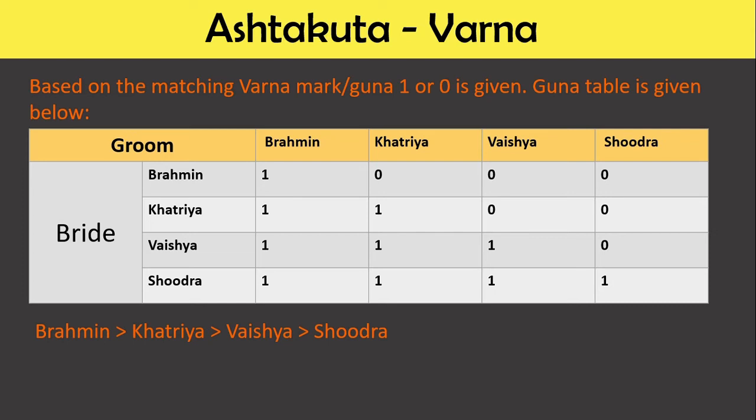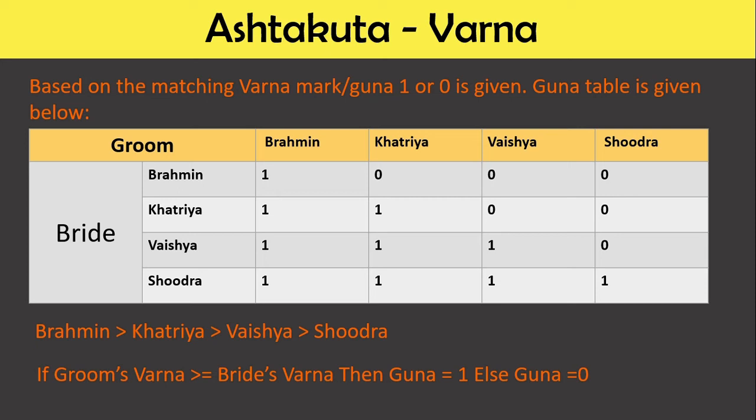Let's see. First, you need to remember the order of varna. The first order is Brahmin, second order is Kshatriya, third order is Vaisya and fourth order is Shudra. And this whole table, meaning the marks given to each varna matching, is based on one logic. That is, if the groom's varna order is greater than or equal to the bride's varna order, then guna will be 1, or else guna will be 0.